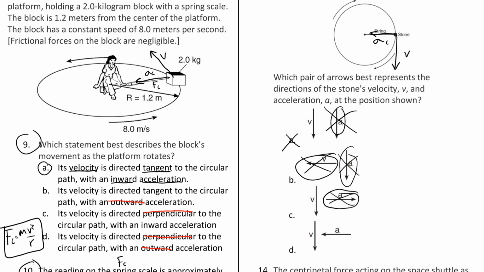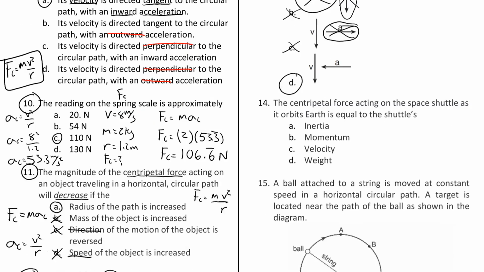The velocity for D is down, so that's good. And the acceleration is to the left. So that's good too. That's what we have on our diagram. That's what we predicted. So it would be choice D.